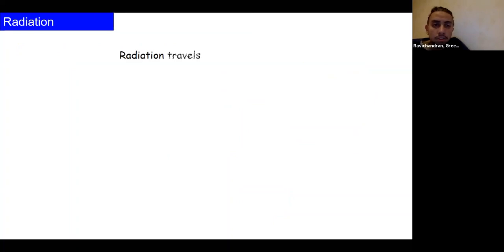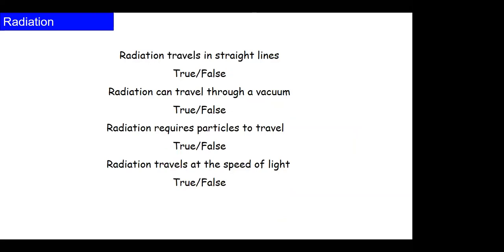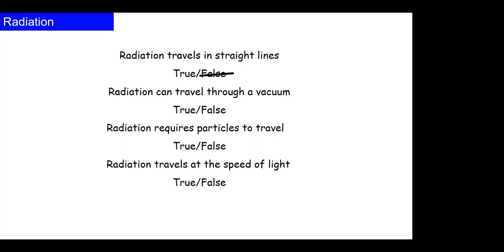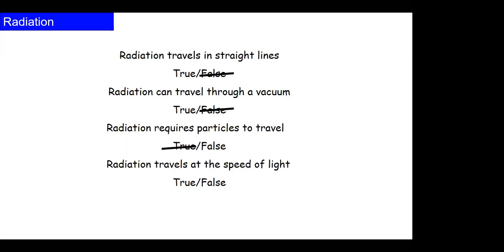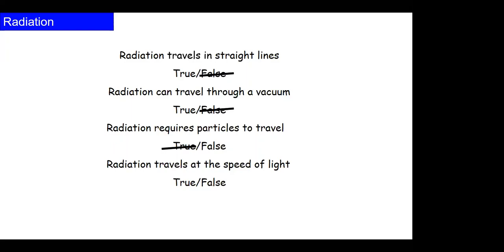We ask some questions. Radiation travels in waves? Travels in a straight line. True. Speed of light. True. Radiation can travel through a vacuum. True. Radiation requires particles to travel. False. Radiation travels at the speed of light. True.